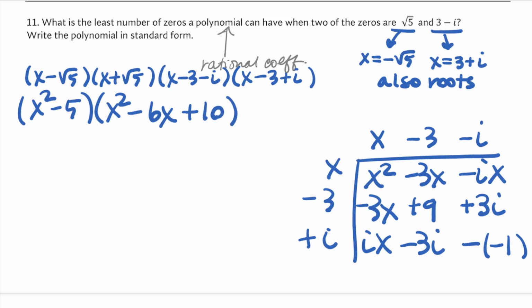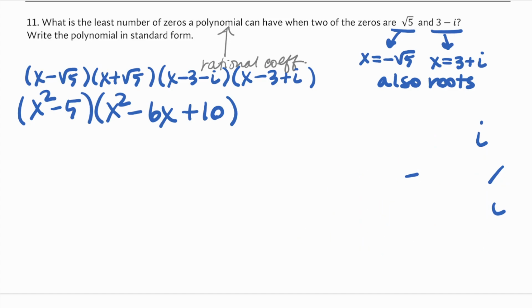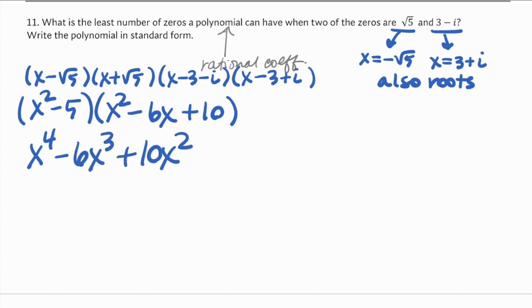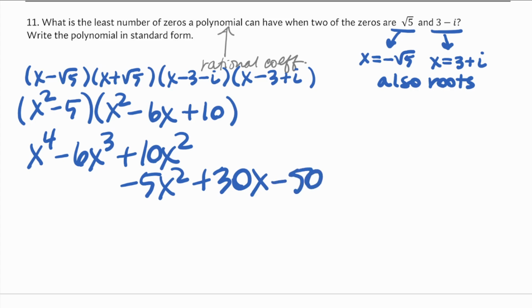Probably going to clear out this box multiplication because you saw it happen. And if you need to see it again, you could rewind. And I'm going, okay, x squared times x squared, I'm distributing the x squared first. x to the 4 minus 6x to the third plus 10x to the 2. And when I distribute the negative 5, I'll have negative 5x squared, positive 30x, and negative 50. Okay, so the least number of zeros with rational coefficients would be 4.